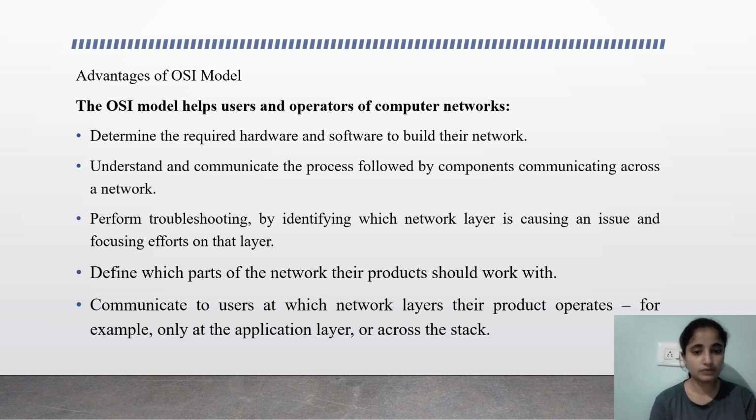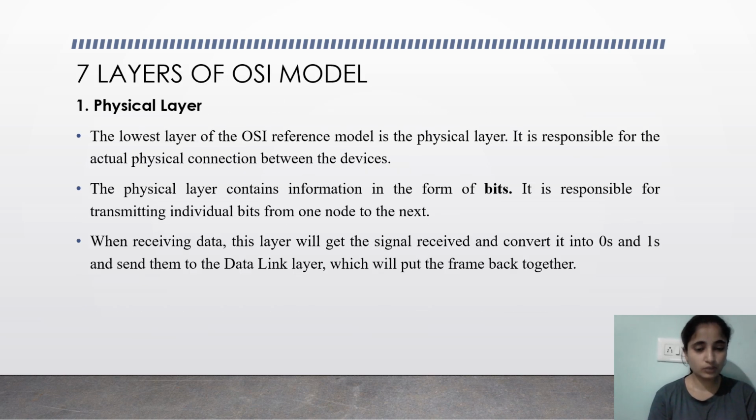Define which part of the network their products should work with. Communicate to users at which network layers their product operates, for example, only at the application layer or across the stack. The 7 layers of the OSI model.